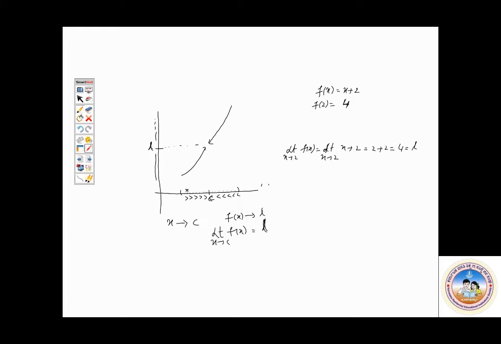Understood? As you know the case, if I define a function f of x is equal to, it is familiar to you, x square minus 4 by x minus 2. This function does not exist at x is equal to 2. If you put x is equal to 2, it is 0 by 0, that is an indeterminate form. That means f of 2 is not defined. Functional value is not defined, for which you have calculated the limit value of the function.